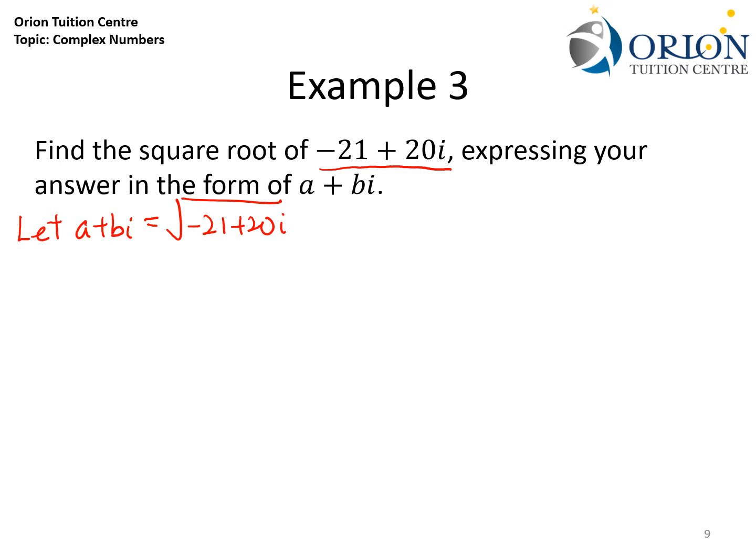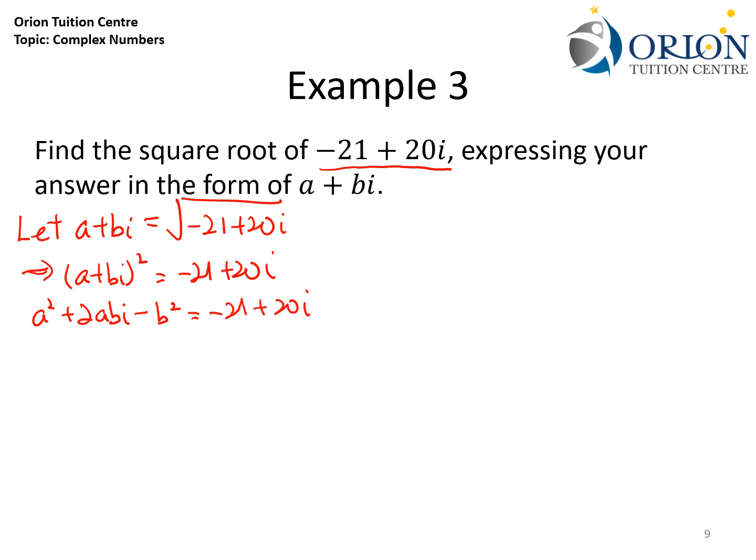So first, I'm going to square both sides to get (a plus bi) squared equals negative 21 plus 20i. Now I can simplify the left hand side to give me a squared plus 2abi minus b squared equals negative 21 plus 20i.